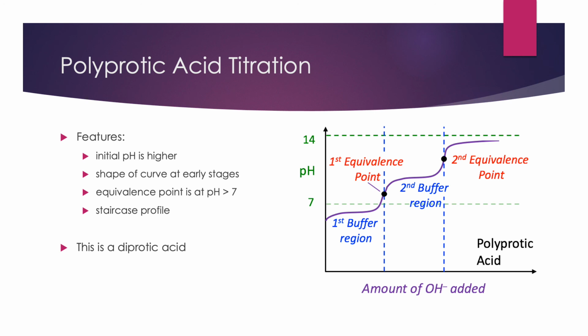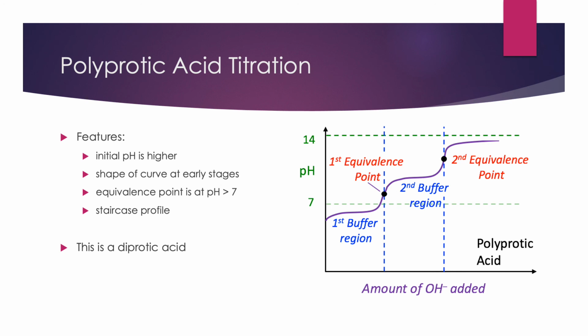The shape of the curve at early stages is very much like a weak acid titration. So we see it kind of initially puff up, but then flattens out, and then curves up again when it gets nearer to the first equivalence point. As we found in the weak acid titration, its first equivalence point is above 7, so it's above neutral water. But then it has a second flat region, a second buffer region, that then eventually goes up to a second equivalence point. All right, so this staircase profile is very typical of polyprotic acids.